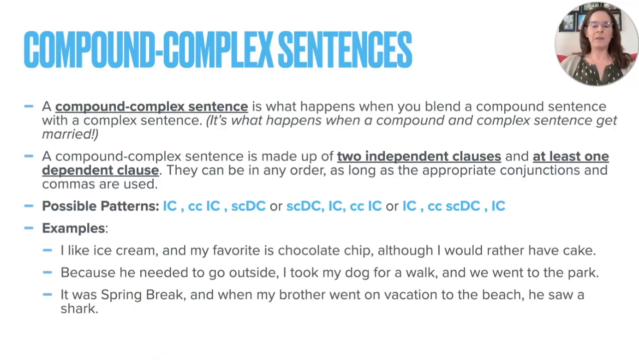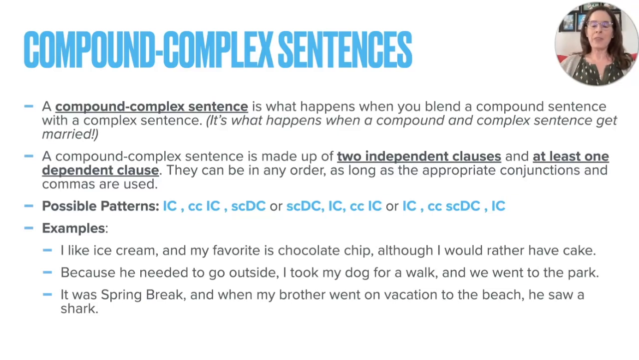Here are some examples. I like ice cream, and my favorite is chocolate chip, although I would rather have cake. In this sentence, you can see you have an independent clause, comma, coordinating conjunction, another independent clause, a comma, and then you end with the dependent clause. The second example, because he needed to go outside, I took my dog for a walk, and we went to the park. In that sentence, you start with the dependent clause, comma, and then you have independent, comma, coordinating conjunction, independent.